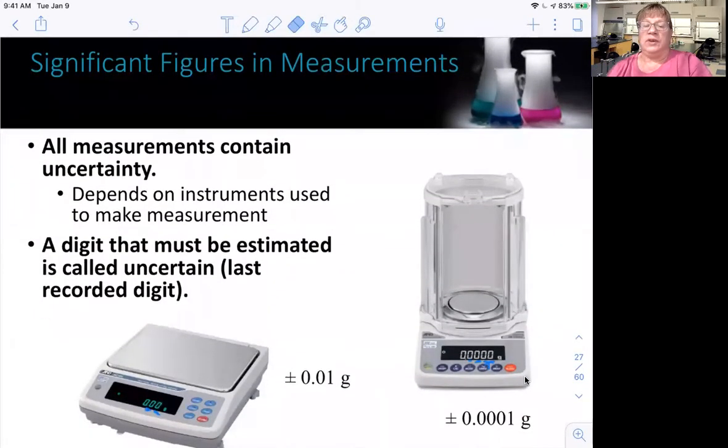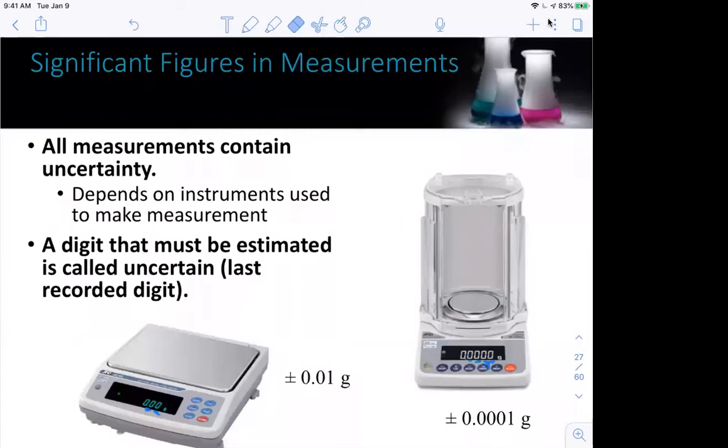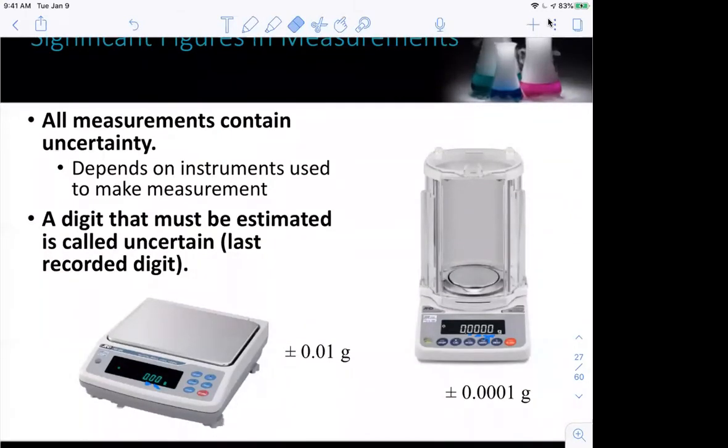All right, significant figures are important when we make measurements. All measurements contain uncertainty. The uncertainty in a measurement is going to depend on the instrument that's used to make the measurement. A digit that must be estimated is called uncertain and is usually the last recorded digit.